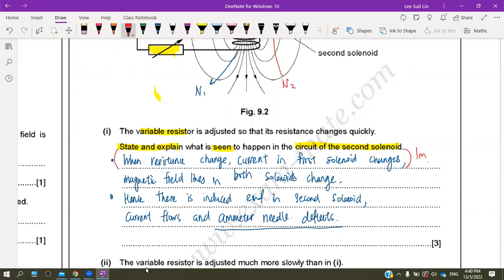Even if you can't explain all the way, it's 2 marks. Second mark would be the magnetic field lines in both solenoids, specifically the second solenoid, changes, 1 mark. And then the final mark is there is induced EMF in the second solenoid and the ammeter needle deflects.